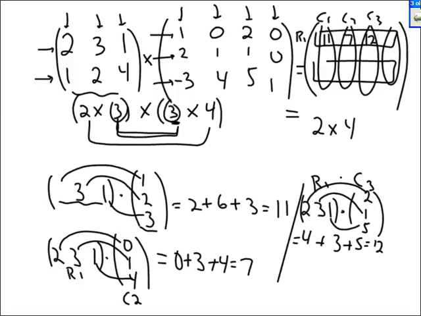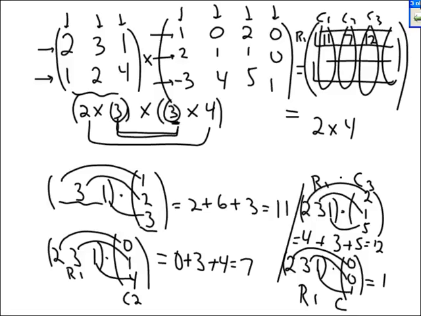And then we do row 1, 2, 3, 1, dotted with column 4, which is 0, 0, 1. So I get 0 plus 0, which is 0, plus 1. I get 1. Row 1, column 4 gets 1.